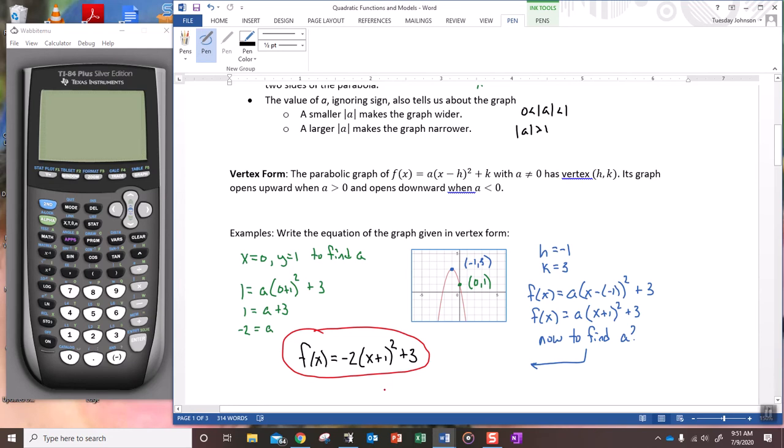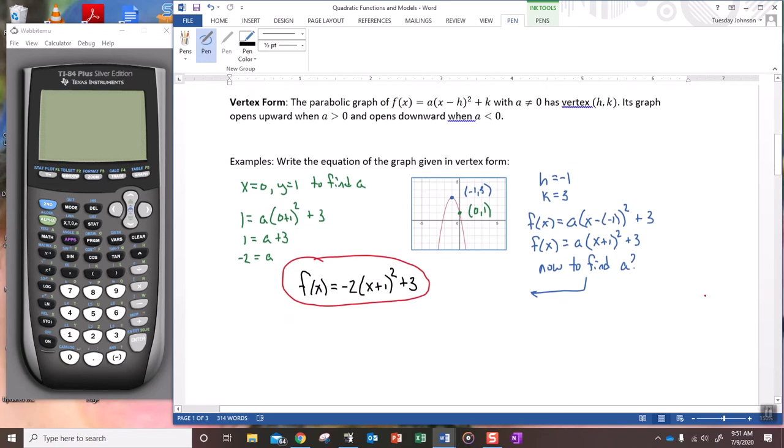And if we wanted this in standard form, we would FOIL (x plus 1) times (x plus 1). We'd multiply those together, distributive property. Then distribute the negative 2, and finally add 3. And we can find the standard form of that graph as well.